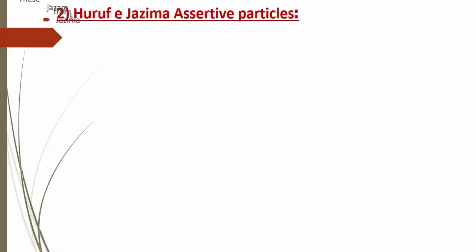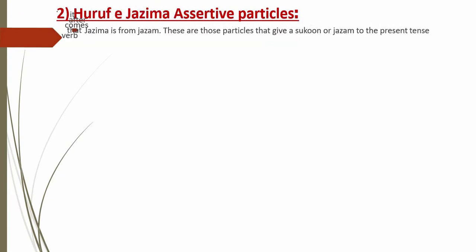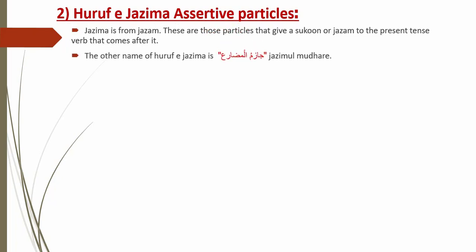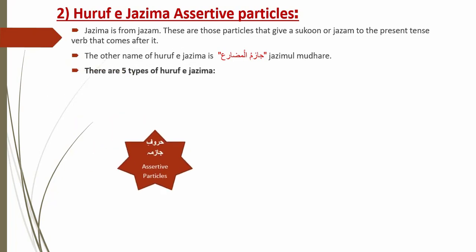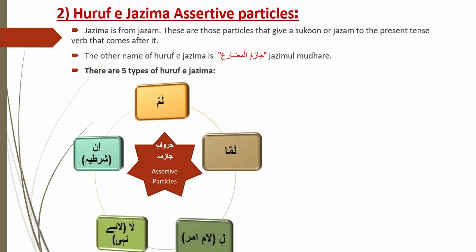Huruf jazima, assertive particles. Jazima is from jazm. These are those particles that give a sukoon or jazm to the present tense verb that comes after it. The other name of huruf jazima is jazimul mudari. There are 5 types of huruf jazima: lam, lamma, lam amr, la nahi, and in shartiya.